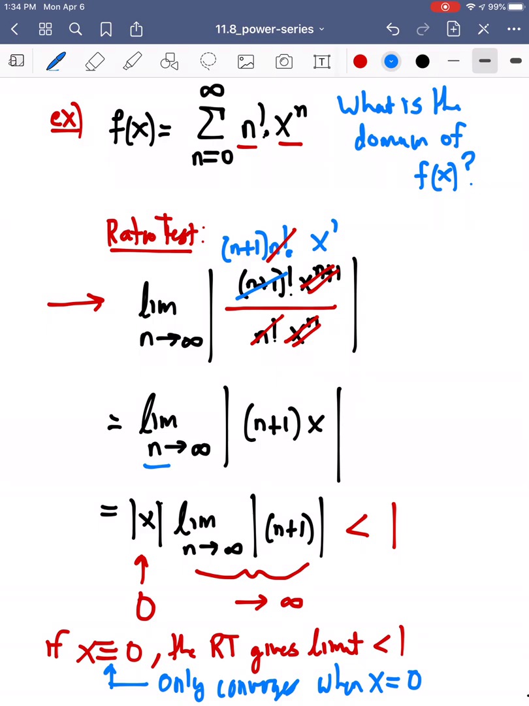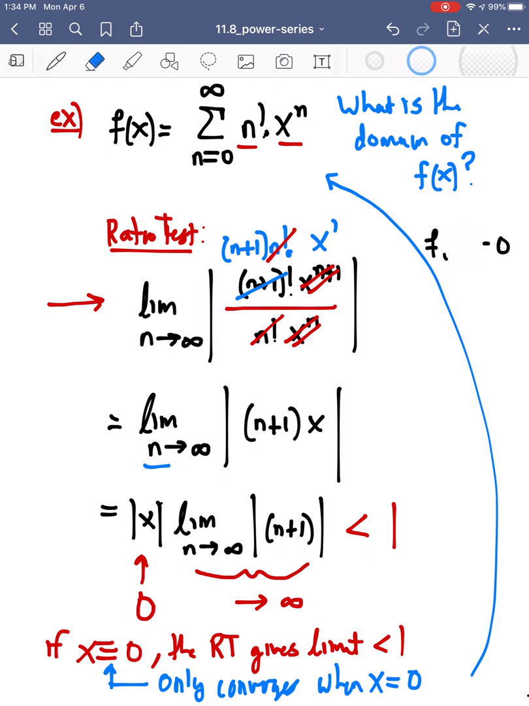But what does that mean? Well, let's go back up to our original series. If x is equal to 0, well, then our function f of 0 is equal to 0. So the only value that works is one particular value of x, and that value being x equals 0. No other values of x will work because this limit from ratio test blows up to infinity.